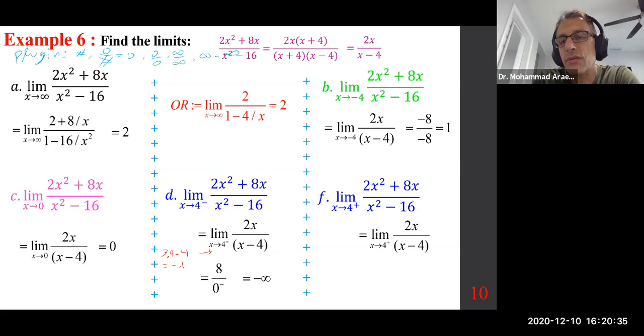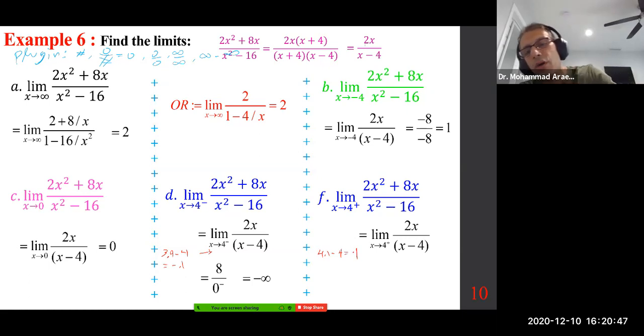Well, you should recognize it's from the right, but if you have any doubts, pick a number to the right of 4, let's say 4.1 minus 4, and it's positive 0.1. Positive 0.1 means 0 from the right, class. And that's really the idea. I hope everybody is clear why we do that.